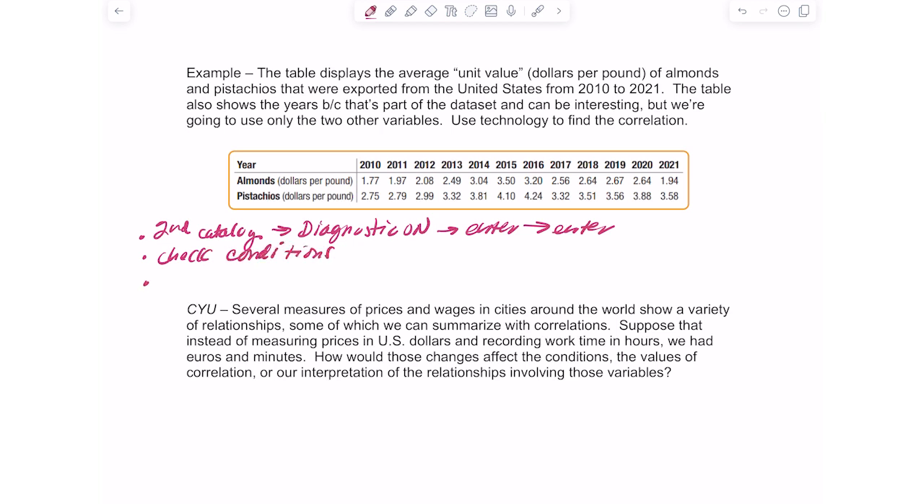And then to find the correlation, you're going to go to stat and then go to calc and then choose number 8. We're going to do linear regression, a plus bx, and then enter, and you'll see the correlation is 0.86, which is strong. So there's a strong linear relationship between almonds and pistachios and their cost.